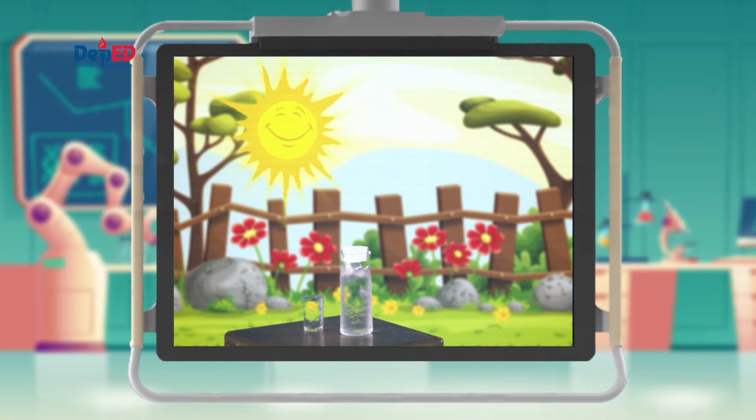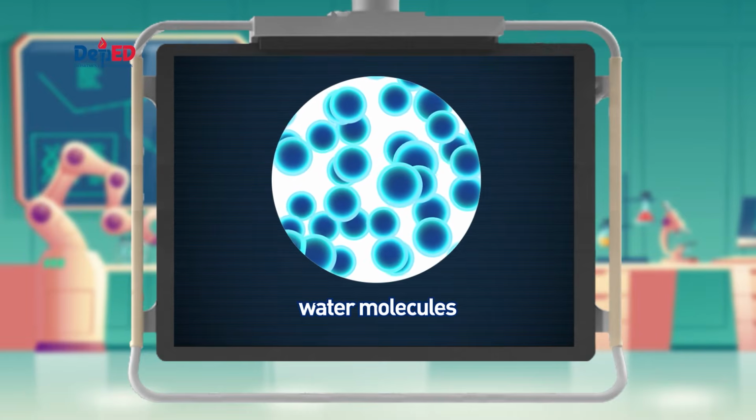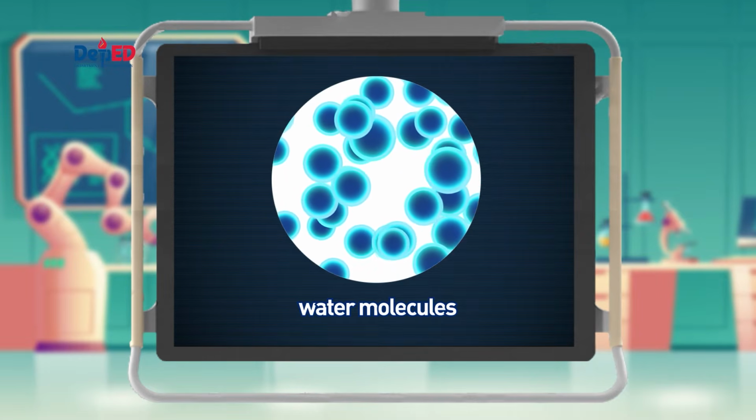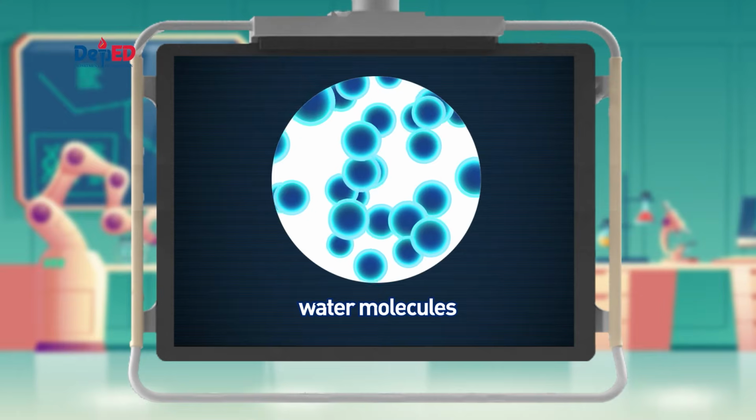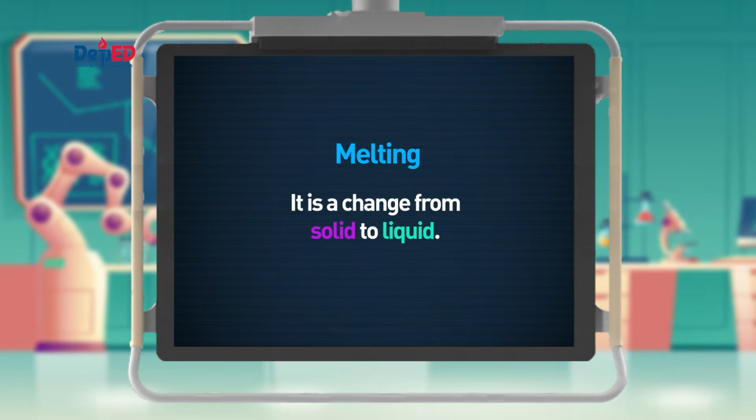As you have noticed a while ago, I placed the ice directly under the heat of the sun. When ice receives the heat from the sun, the frozen water molecules start to move farther from one another, making them liquid again. The process by which solid becomes liquid is what we call melting. Again, melting is a change from solid to liquid.